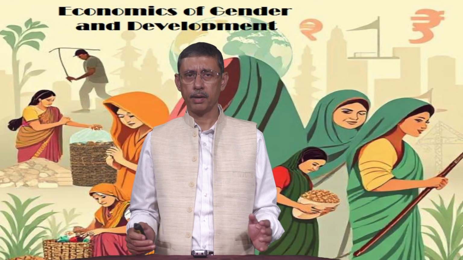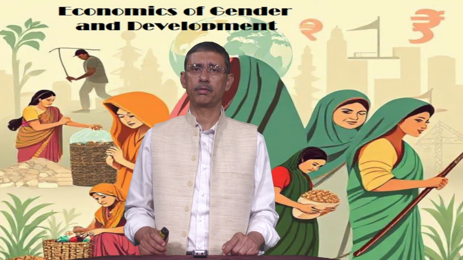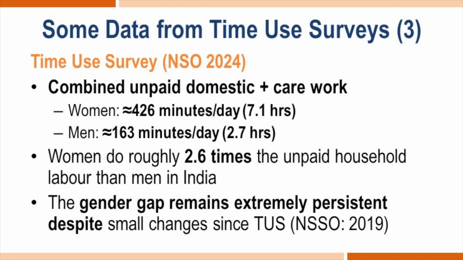All right. And if we combine unpaid domestic and care work, we will find that women actually spend much more time than men. On an average, the time spent by women on unpaid domestic and care work is about 7 hours, whereas for men it is about 2.7 hours. So it clearly shows that women do most of the domestic and care work, roughly 2.6 times or 3 times the time spent by men in domestic work and care work.